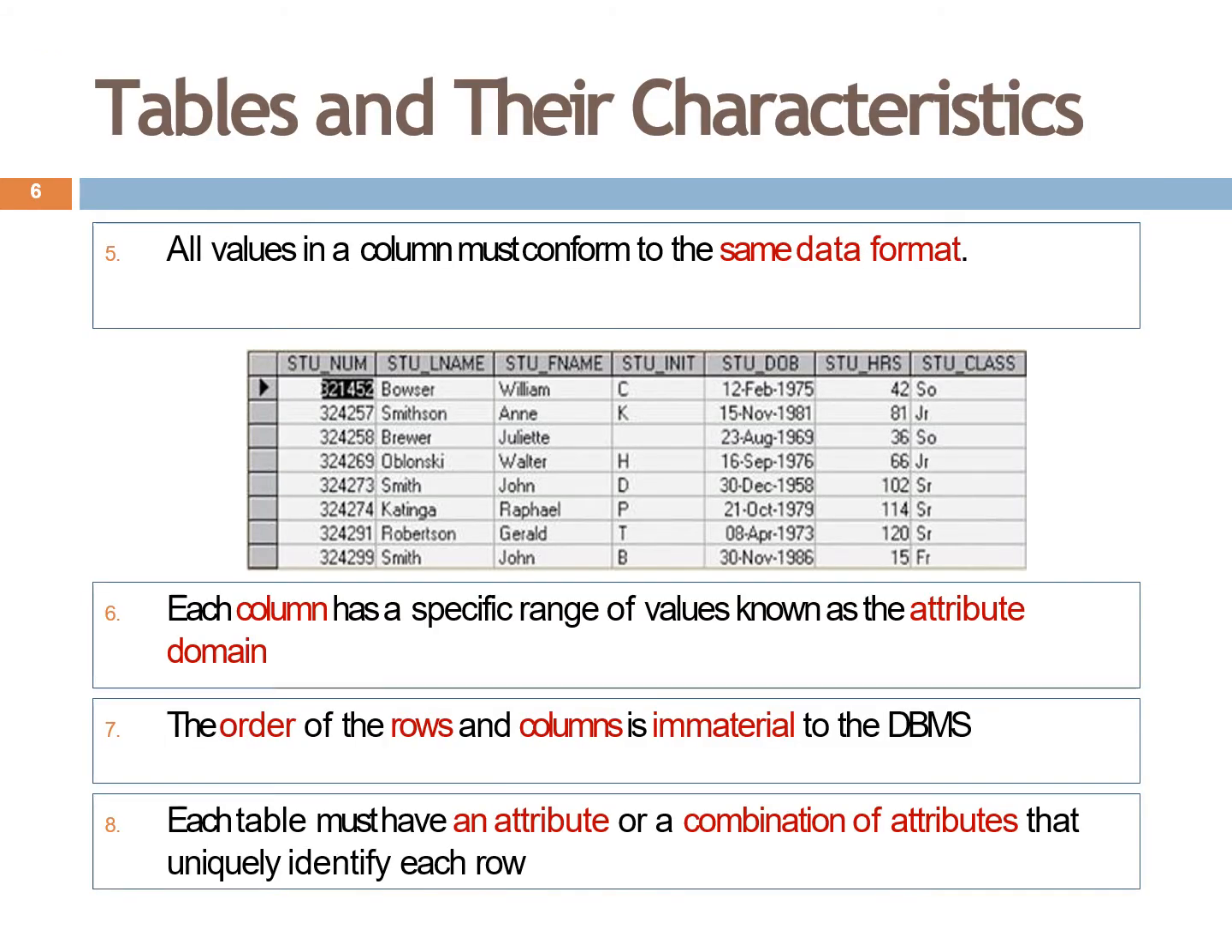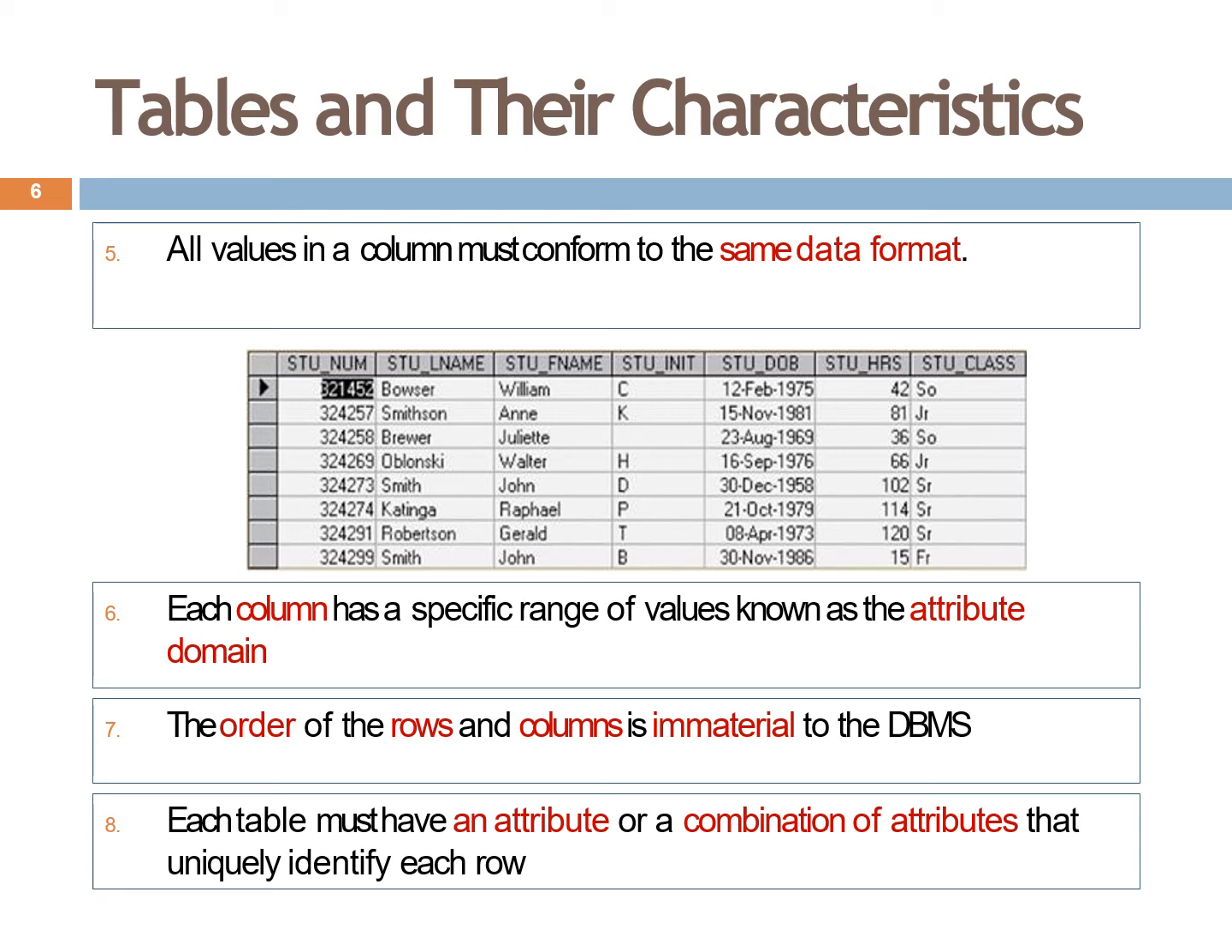Okay, still on tables and their characteristics, all values in a column must conform to the same data format. Meaning that, if you read carefully, it talks about column. For example, if you have a student number, so if you look at the table given here, the data format for the student number here is all numbers, and it has 1, 2, 3, 4, 5, 6 digits. So this column or this attribute will only accept 6-digit numbers.